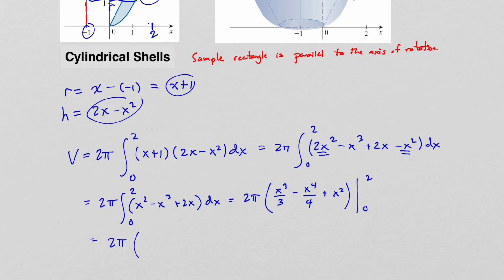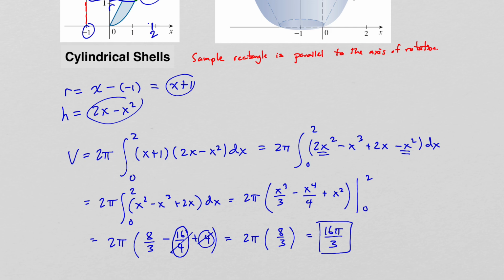We are going to plug in 2. 2 cubed over 3 is 8/3. 2 to the 4th over 4 is 16 over 4, and 2 squared is 4. And you don't have to worry about plugging in 0, because again, when you plug in 0, you get 0. So we have 2 pi, 8/3, and this is -4, and this is +4, so those cancel out. So we have 16 pi over 3.